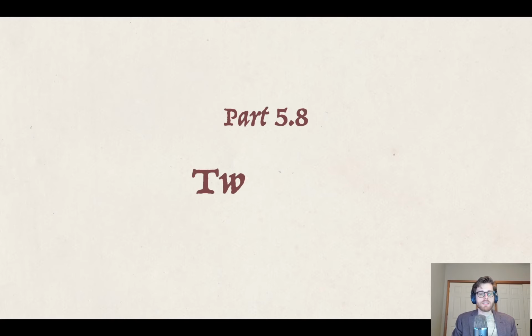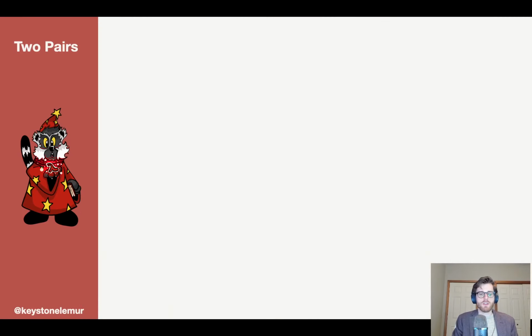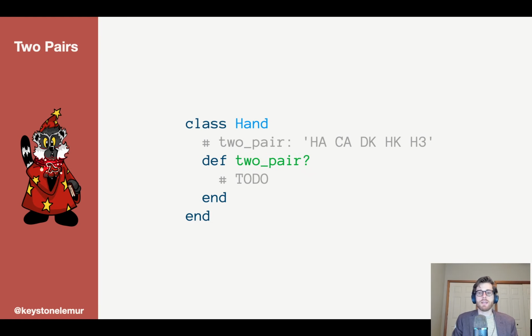The next is two pair, and as the name suggests, are two pairs of the same ranked card. Going back to our hand, we want to start with an example of two aces and two kings, and define a method to match.